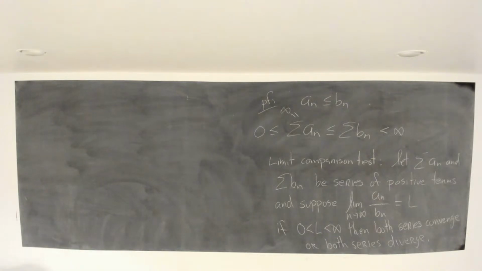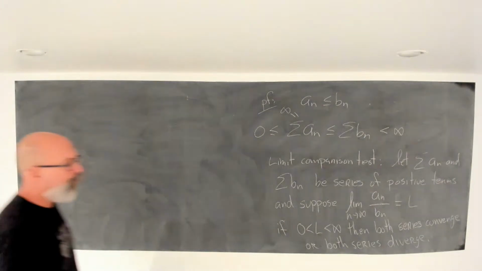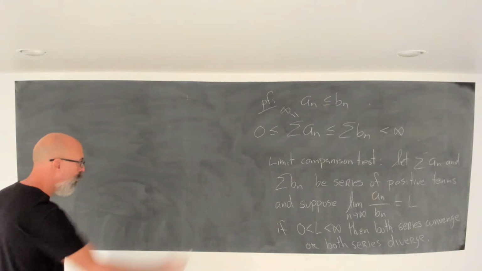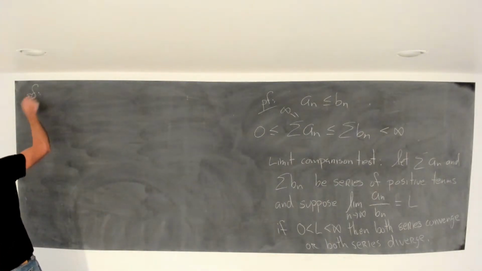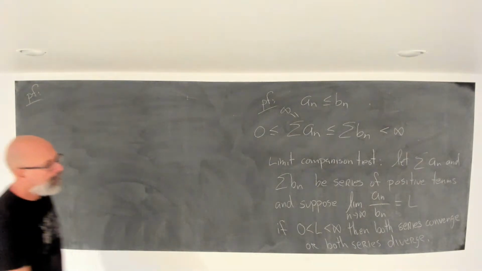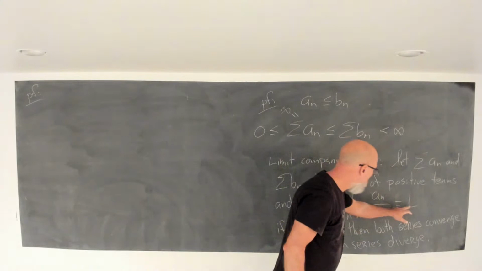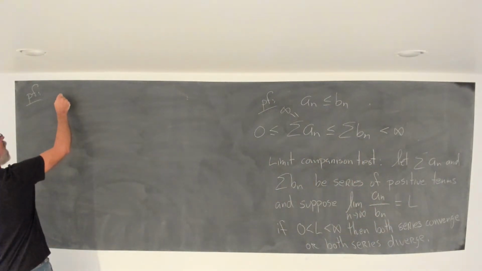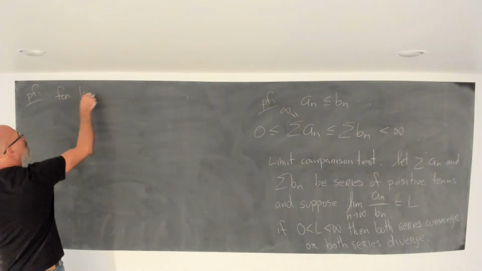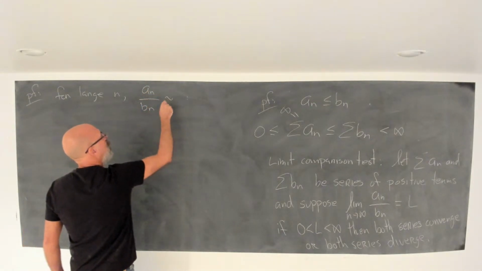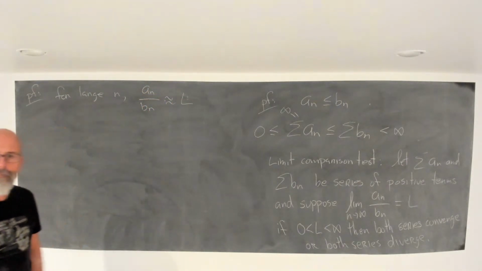Let's do a few examples. Before we do a few examples, why don't I give you a flavor of the proof? What does it mean for the limit to exist and be some value L? This means that for large n, a_n over b_n is very close to L.